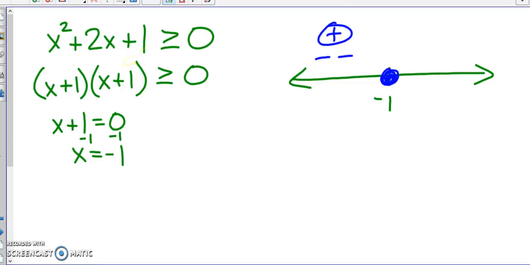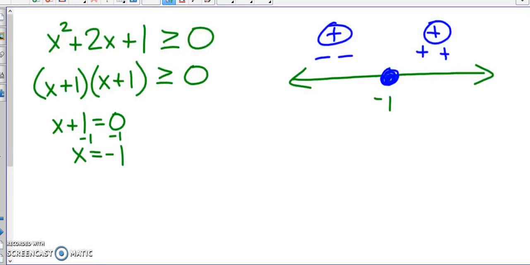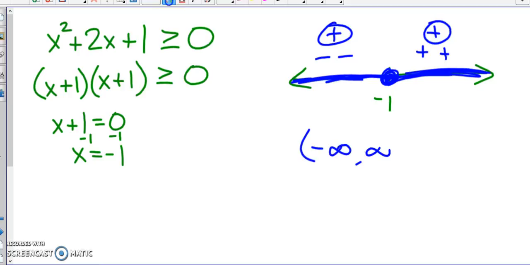Now let's pick a point from the other side. Say 0. 0 plus 1 is positive. 0 plus 1 is still positive. Therefore, positive times positive is positive. And once again, I look at this inequality right here. What kinds of numbers are greater than or equal to 0? Positive numbers. Therefore, I would want this, and I would want this. Well, if you look, that's everything. So the solution set to this inequality would be negative infinity to infinity.